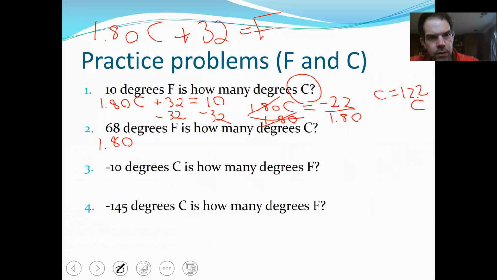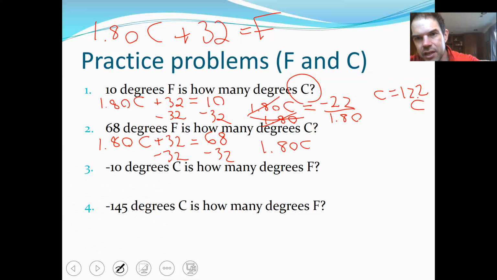So 1.80 C plus 32 is going to be equal to 68. How do we work our way through it? Well, you start by subtracting 32 on both sides. Typing into my calculator, 68 minus 32 tells me that's 36. So it's going to be 1.80 C equals 36. Then you divide both sides by 1.80.